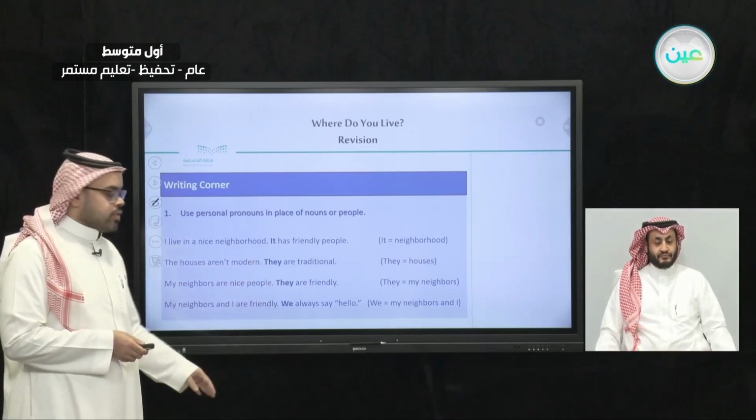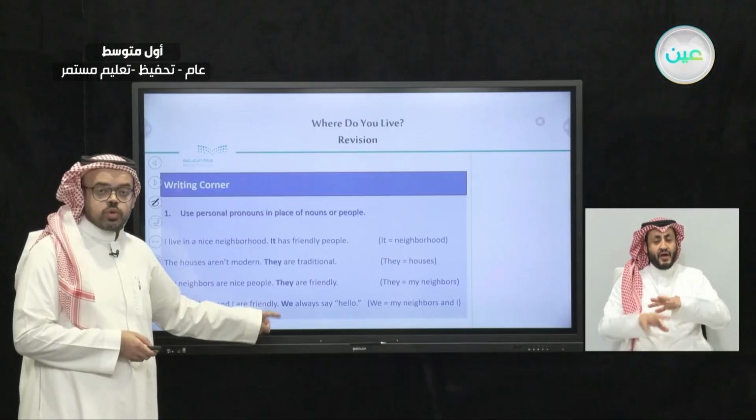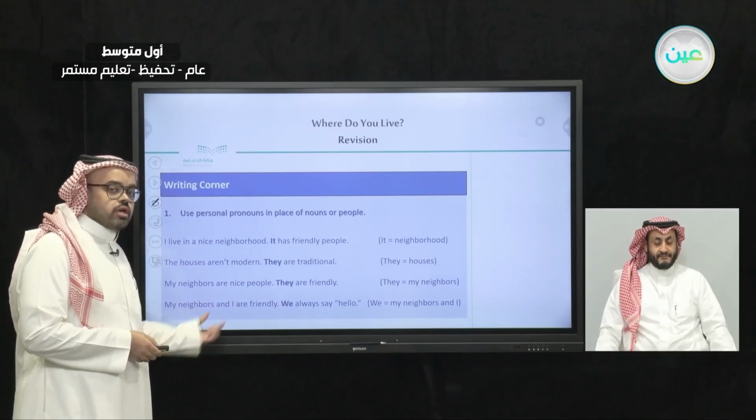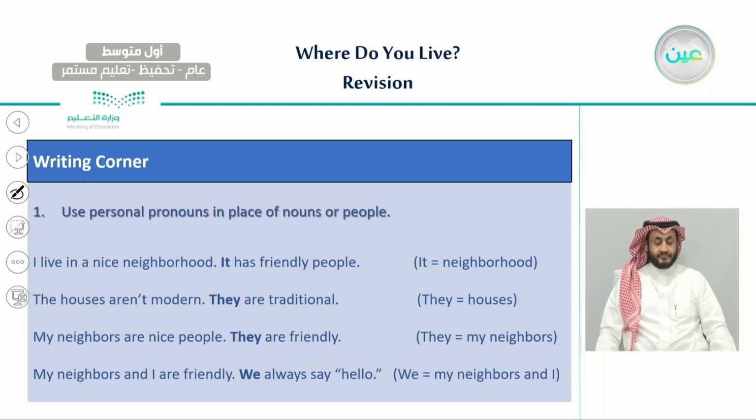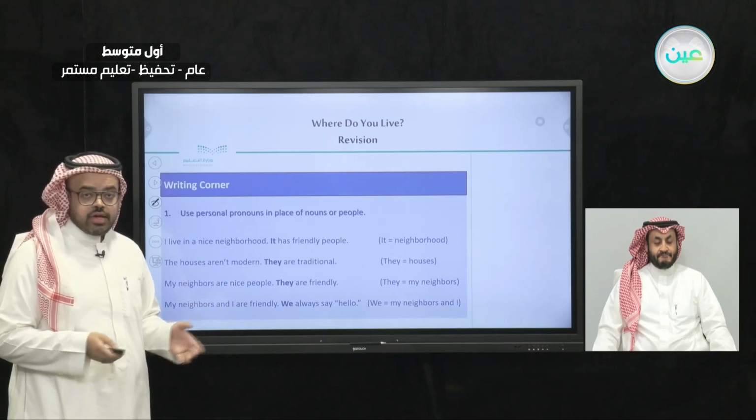And the last one: my neighbors and I are friendly. We always say hello. So here is a new personal pronoun, which is we. Instead of saying, my neighbors and I are friendly, my neighbors and I always say hello, here we use we as a personal pronoun. So we have learned this in the last lesson.